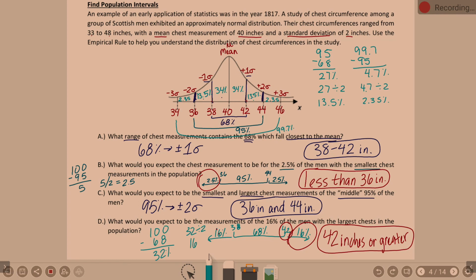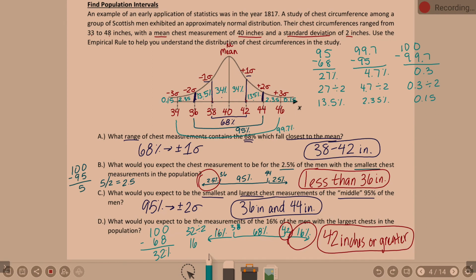What's out past the third standard deviation? 0.3. If my data includes 100% of the data, 100 minus the 99.7 is 0.3. 0.3 divided by 2 is 0.15. So this is 0.15% out past that third standard deviation. That actually makes the next one easier.